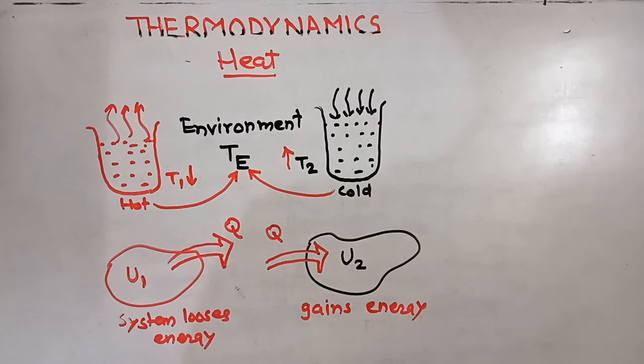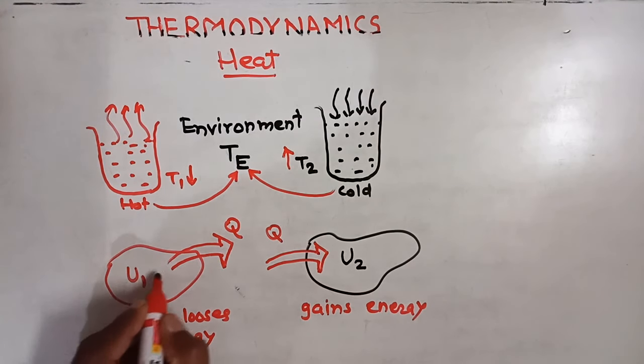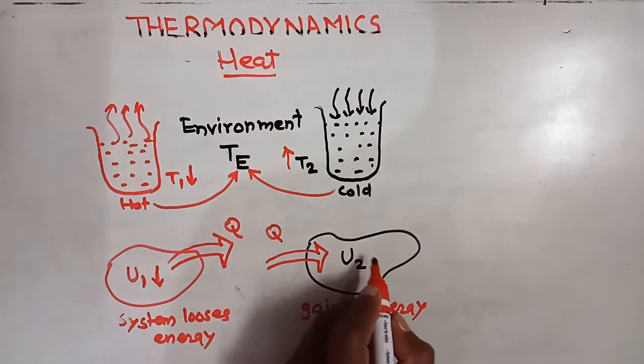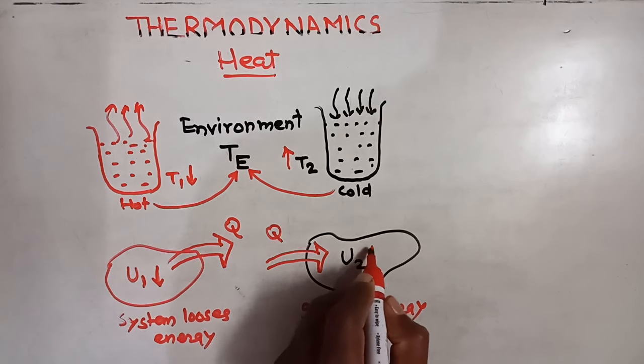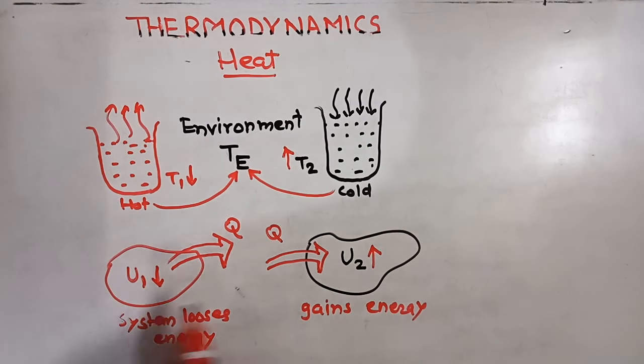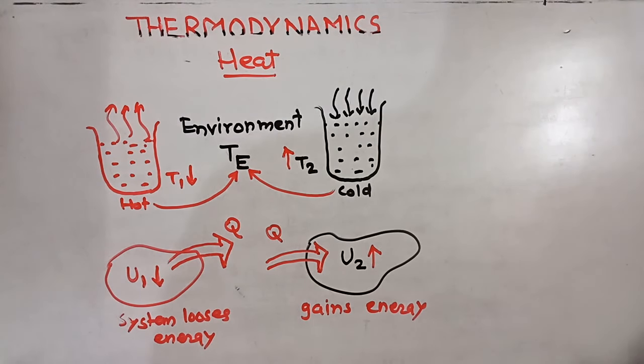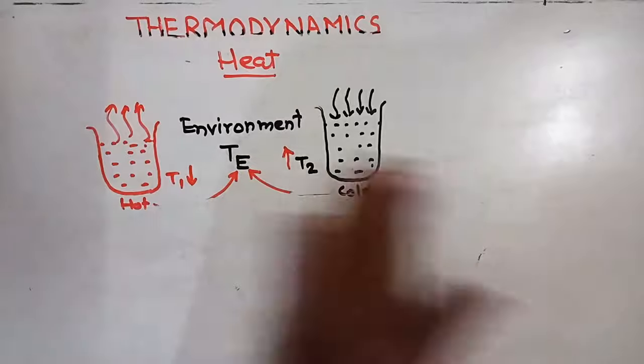When this system loses energy, naturally its internal energy is decreased, and when this system gains energy, its internal energy is increased. So there is a change in internal energy when energy is exchanged from system to surrounding or from surrounding to system. Now let us see the change in internal energy of a system.